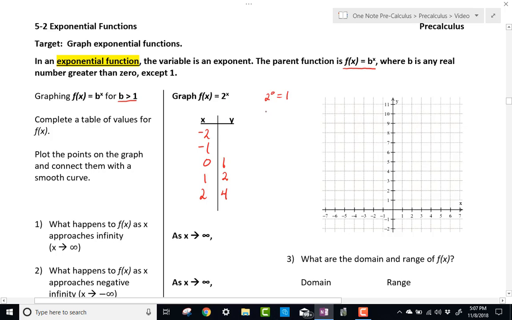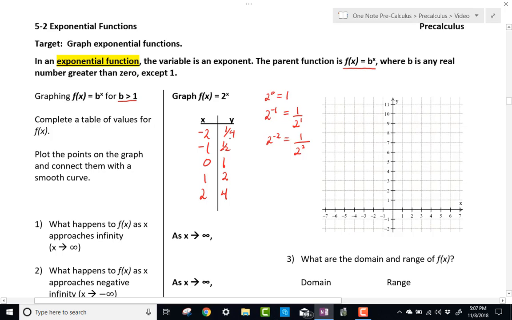If I plug in -1, I get 2 to the negative first power. And that's the same as flipping this guy over and saying that I have 1 over 2 to the first power. All a negative exponent does is tell me to flip my base value to the other side of the fraction bar. Okay, so that would be 1/2. 2 to the negative second power, again I would flip that over, that would be 1 over 2 to the positive second power, which is 4, and this would be 1/4.